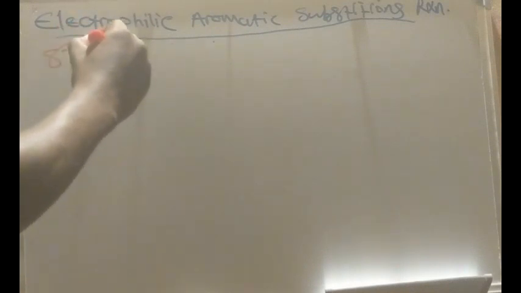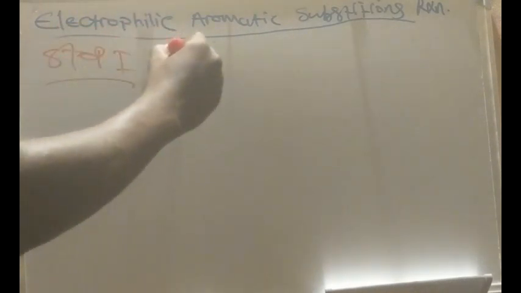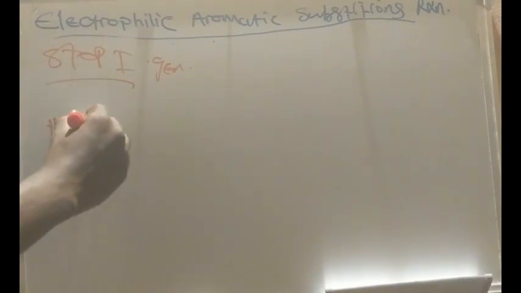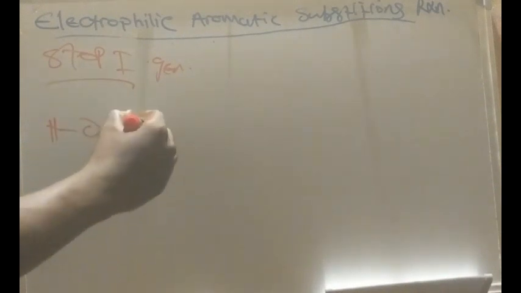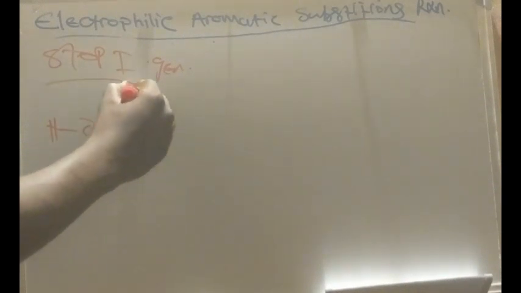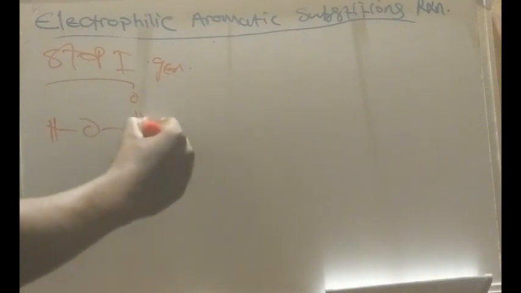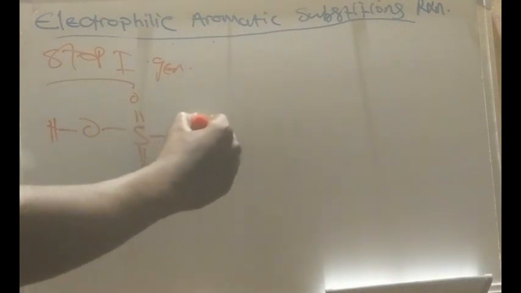Okay, so step 1 is electrophile generation. So we have to generate an electrophile. In generation of an electrophile, we use our 2 molecules of sulfuric acid. So I'll draw them in molecular formula. So this is our hydrogen, oxygen, then we have sulfur, with double bonds to oxygen, and oxygen, hydrogen.